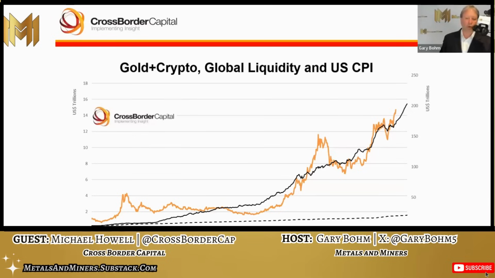Yeah, so it looks like global liquidity is beginning to go parabolic. You also mentioned the 40s and the 70s there. So it sounds to me like you're expecting quite a period similar to the 40s and 70s of sustained inflation as an environment for all of us. Yeah, I reckon that's a fair assessment.